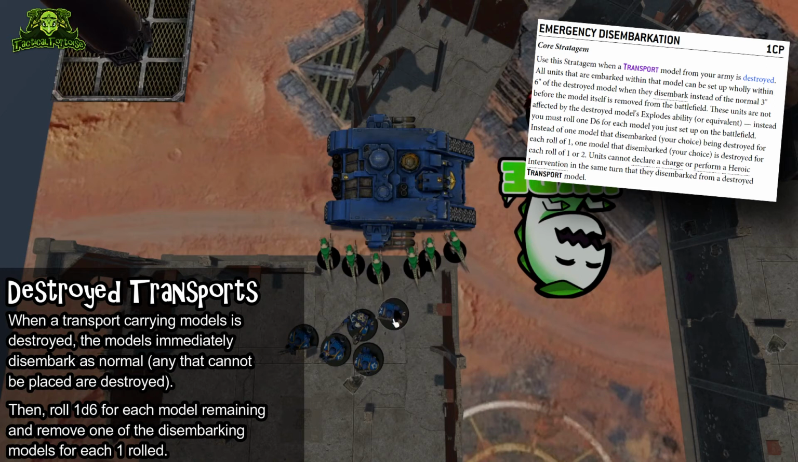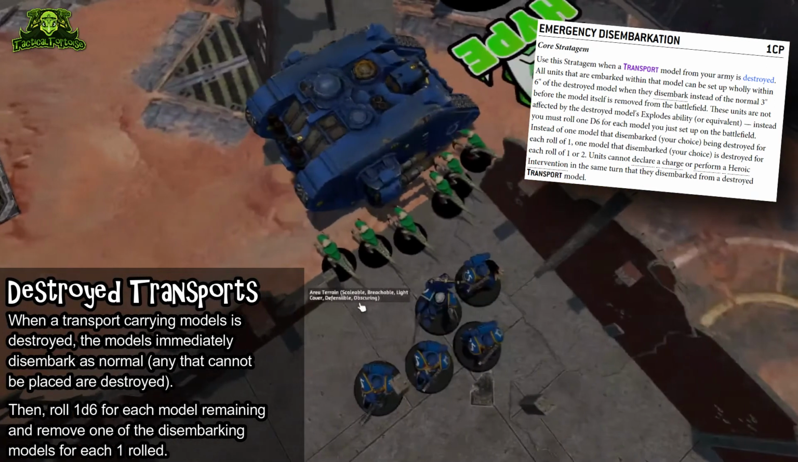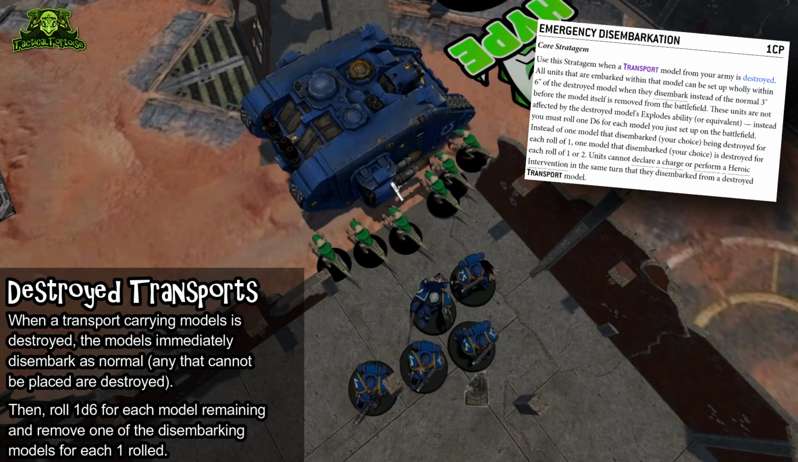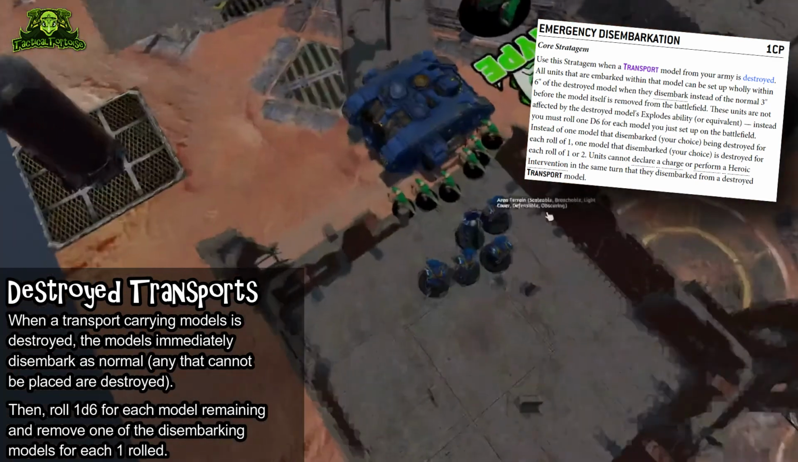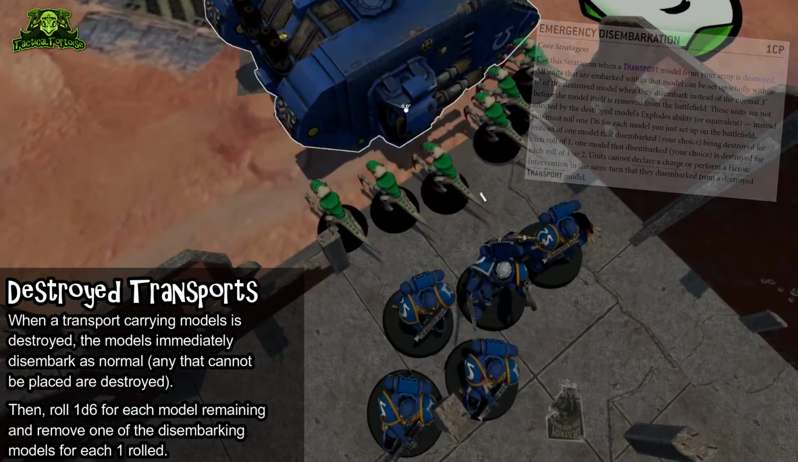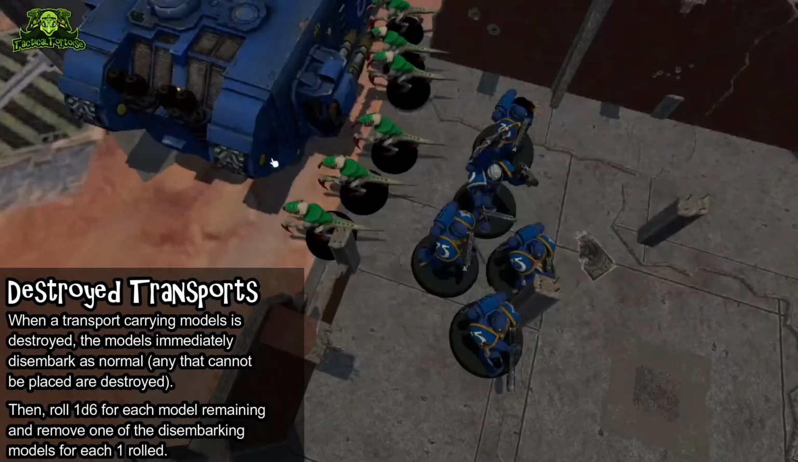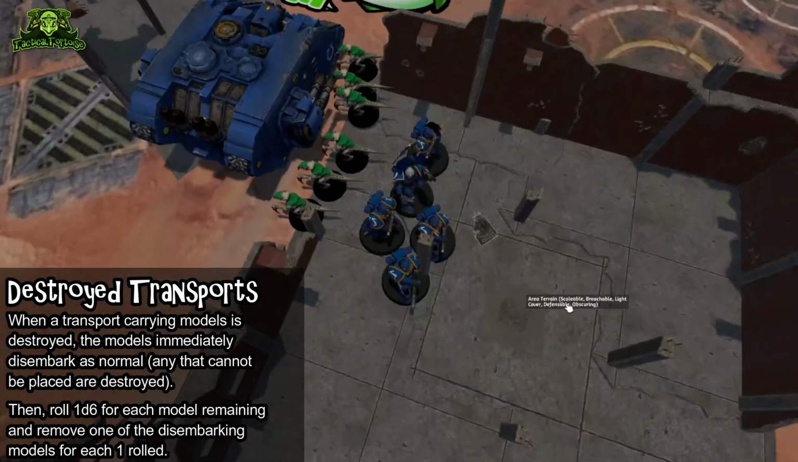It's important to note that a disembark is a placement effect. The unit doesn't literally move from where the transport was, so they are just essentially teleported to that 3 inches away from the model location, or wholly within 6 inches if you're using emergency disembark.